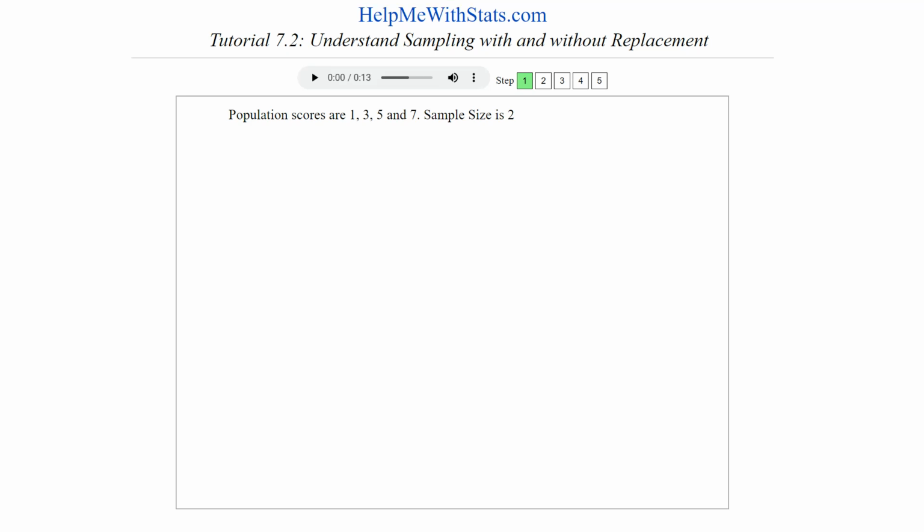HelpMeWithStats.com was used to create this tutorial that can help us understand sampling, with and without replacement. Let's look at how sampling works, with and without replacement. In this example, we have a population of 1, 3, 5, and 7. The sample size is 2.